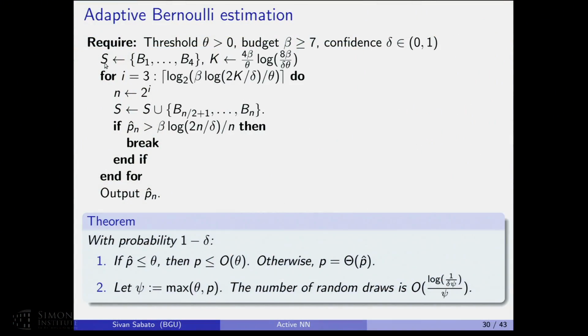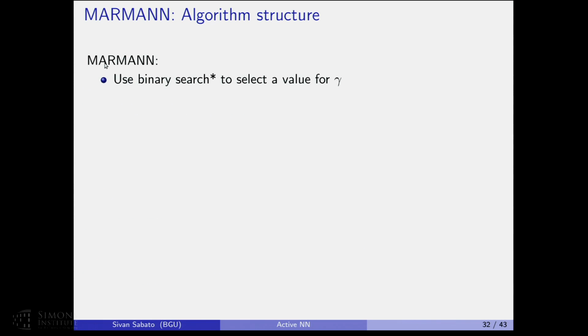Okay, so to show the entire algorithm, a sketch of the algorithm is the following. First we do the binary search star, which allows us to select a value for gamma. To do that, we estimate the error of this gamma, the sample error of this gamma, up to some accuracy threshold, which allows us to not spend too many labels.